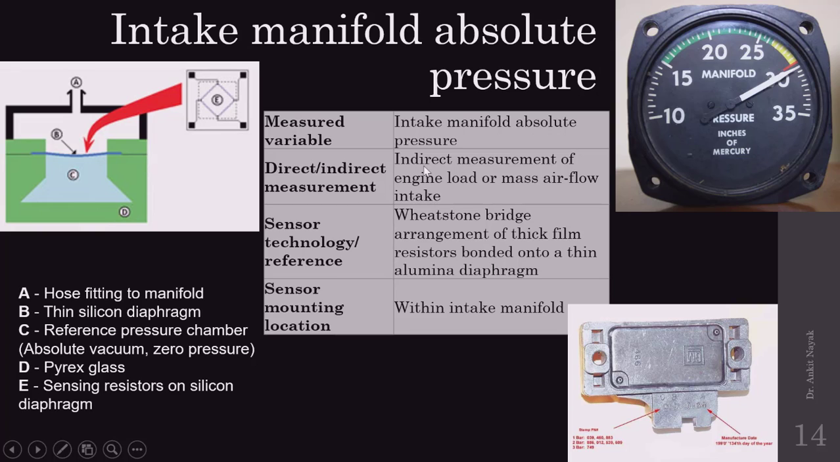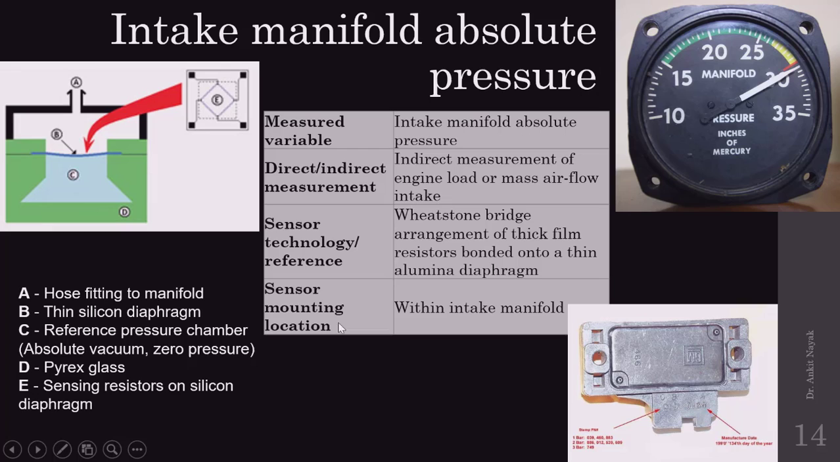Direct, indirect measurement: indirect measurement of engine load or mass airflow intake. How much mass of the air we require to flow inside the cylinder. Sensor technology reference: Wheatstone bridge arrangement of thick film resistors bonded onto a thin alumina diaphragm, or we can use a silicon diaphragm. So these sensors are a kind of strain gauge sensors. These sensors will actually sense the deflection in this diaphragm.